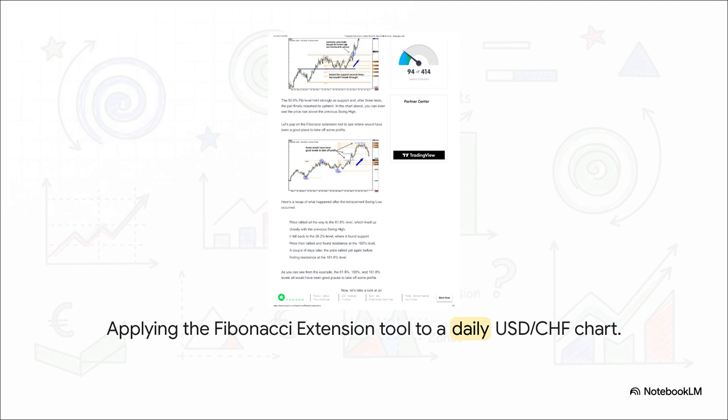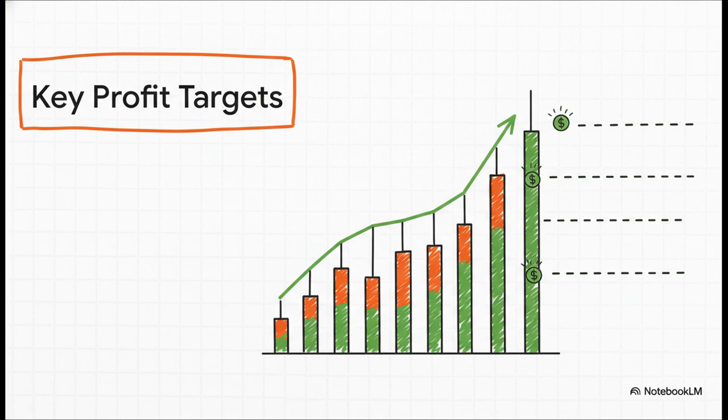Now, let's see this in action on a real chart. So here we have a daily chart of the US dollar versus the Swiss franc. We apply the tool by selecting our 3 points. First, that swing low. Then we go up to the swing high, and finally back down to the retracement where the price pulled back. And just like that, the tool projects these potential target levels right onto our chart. And what happened on that chart? Well, the price rallied right up and hit those key projected levels, the 61.8, the 100, and the 161.8% extensions. They all acted as resistance. They were fantastic places to take some, or maybe even all, of your profits off the table.